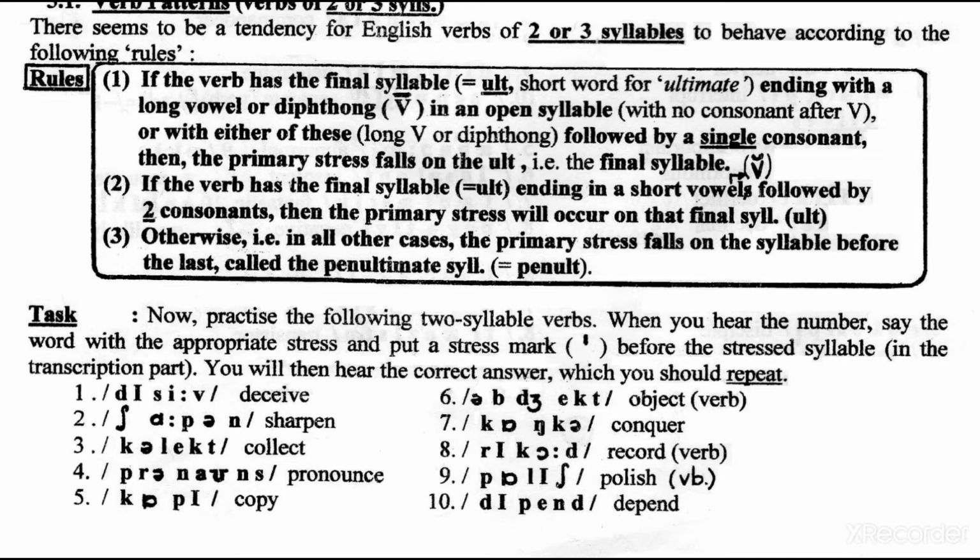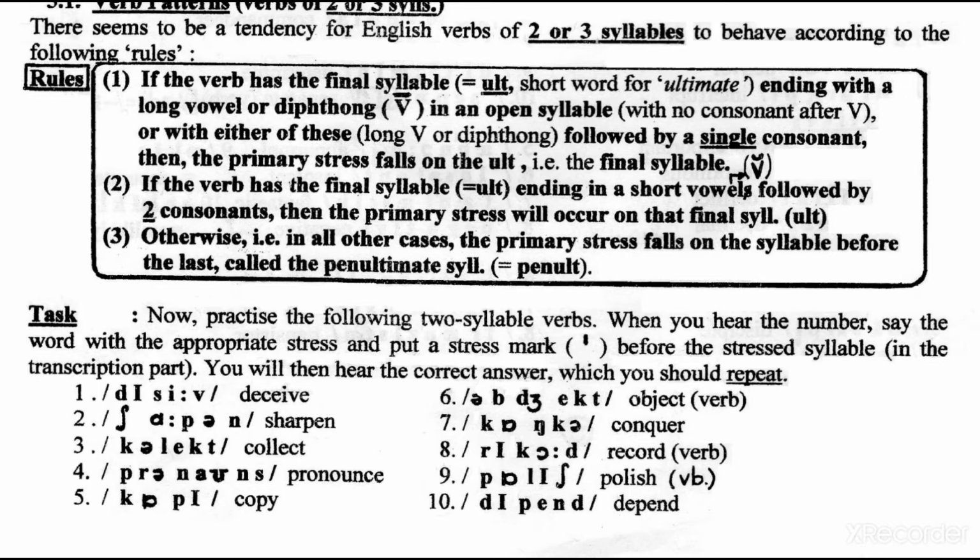We do the task for verbs. Now we have a task for verbs. You are asked to mark the stress and identify the rule you have used. We have 10 verbs, and you are going to use this rule for verbs. I'm going to read them. They are already transcribed, so try to put the stress mark and identify the rule you have used. We start with the first verb.